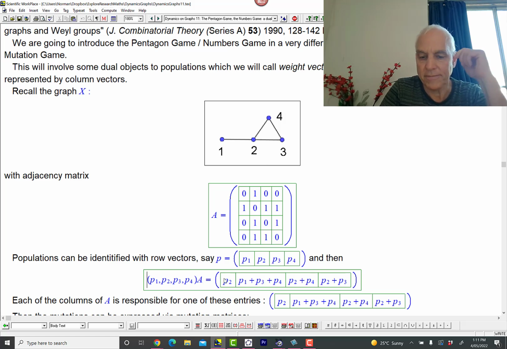And let me remind you that if you take this row vector and multiply it by A, then at each vertex position you're getting the sum of the neighbors. So at 1, you're getting P2, and at 2, you're getting P1 plus P3 plus P4, and so on. Each of the columns of A is responsible for one of these entries. So, for example, this P2 is really coming from this first column. That's how you multiply things, and this one here is coming from the second column, and so on.